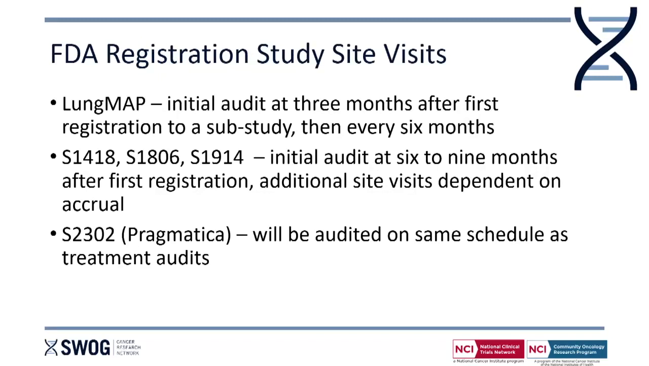So for the FDA registration study site visits, the LungMAP protocol, the initial audit is at 3 months after the first registration to the sub-study, and then every 6 months based on your accrual. 1418, not so much, it's 1806, 1914, the initial audit is at 6 to 9 months after the first registration, and then additional visits are dependent on accrual. And then the new S2302, the Pragmatica study, it's going to be audited on the every 3-year schedule. So it's going to be just like regular treatment audits.